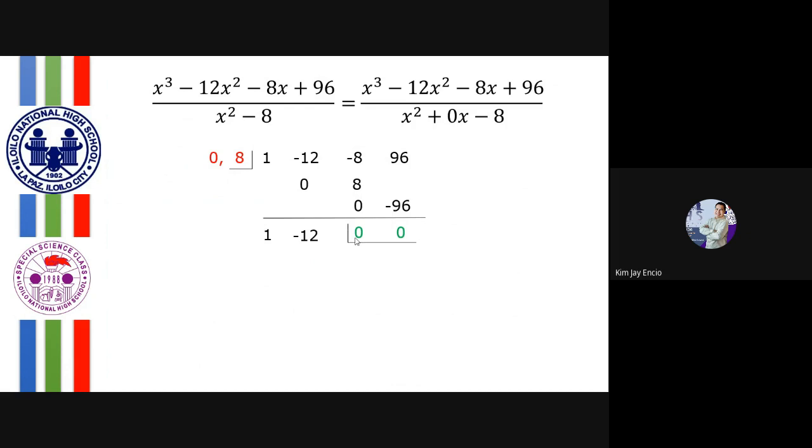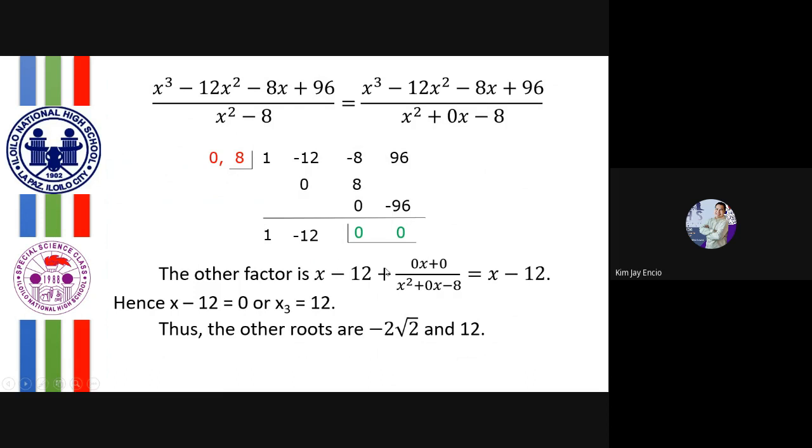And as expected, since x squared minus 8 has to be a factor, then, of course, the remainder has to be 0. Therefore, the degree 3, degree 2, so this should be degree 1. And this is x minus 12. And here, so x minus 12 equals 0, or x sub 3 is 12.